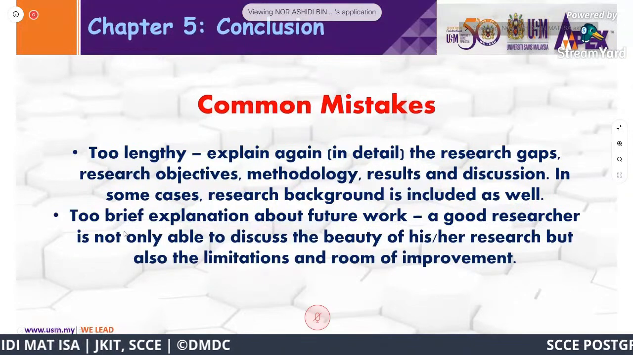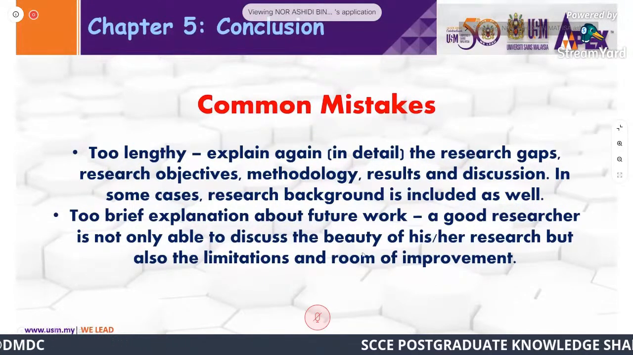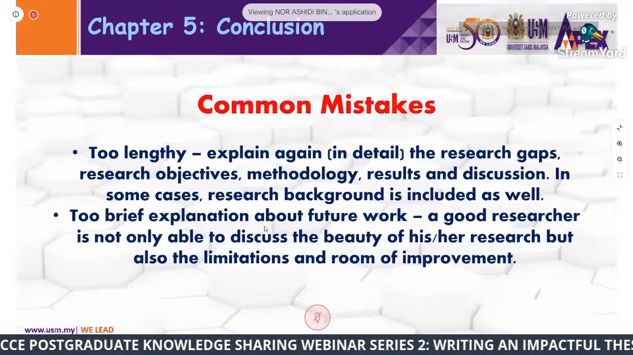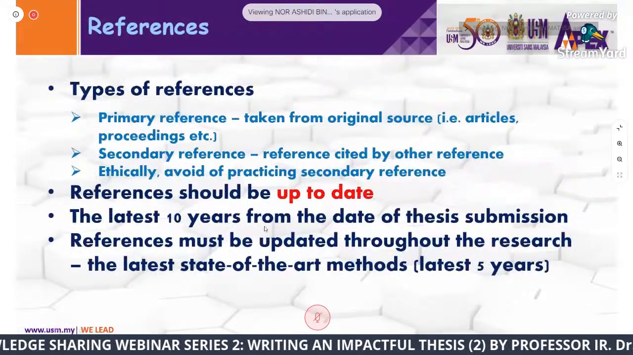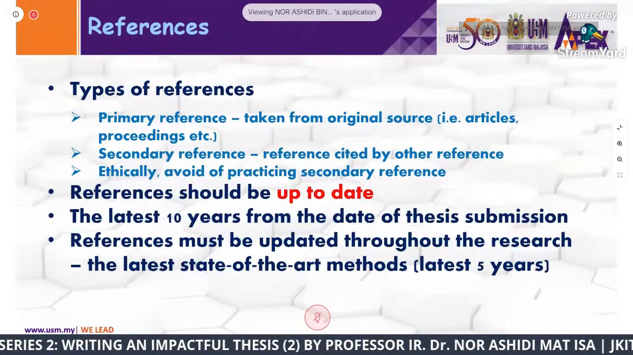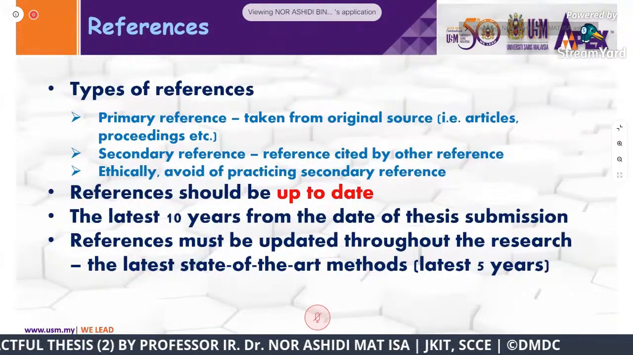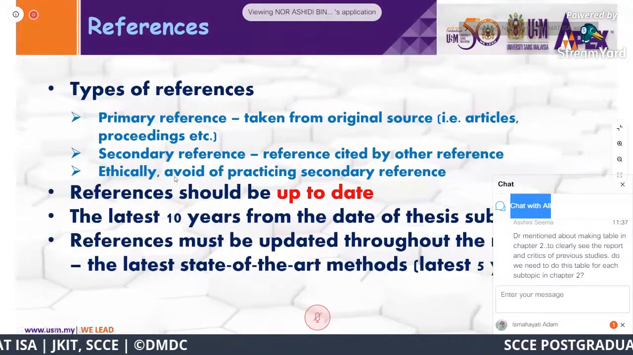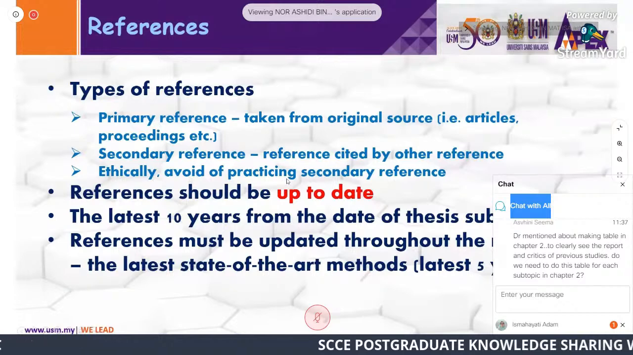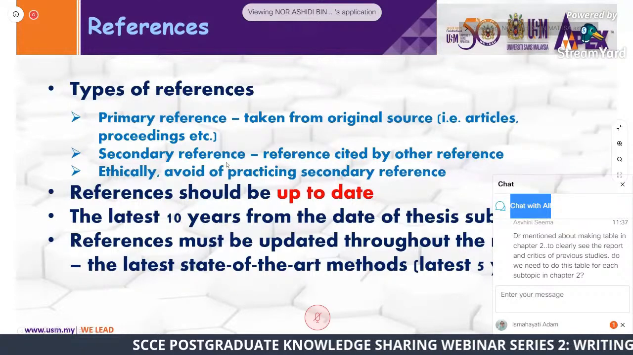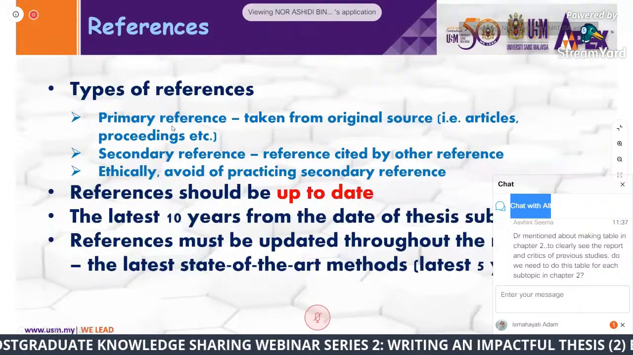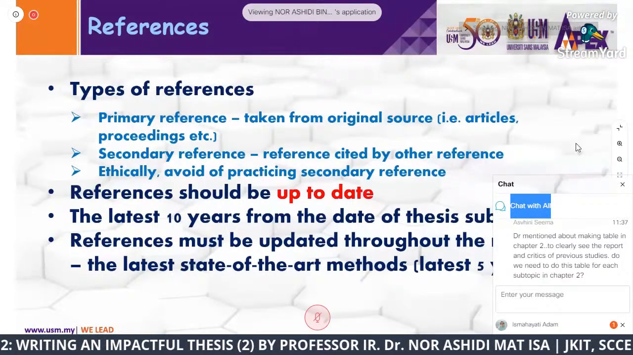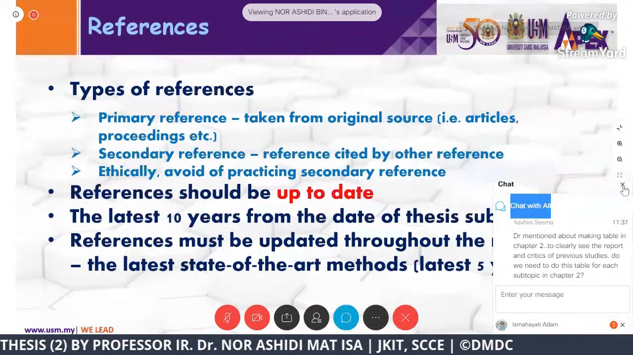A good researcher, as I mentioned, is not only able to discuss the beauty of the research, but also the limitation and room for improvement. Okay. And then this is on the types of references. You have primary references and also secondary references. Ethically, avoid using secondary references. A primary reference is a reference that you read. You read the article, you read the proceeding. So that's what we call a primary reference.